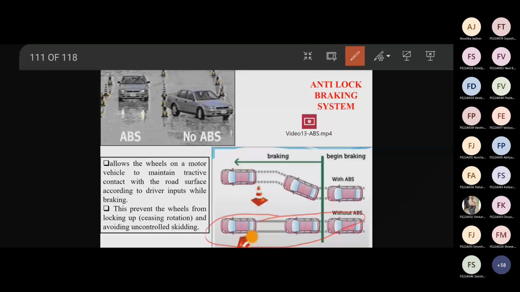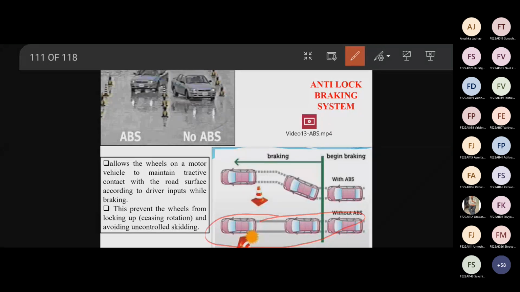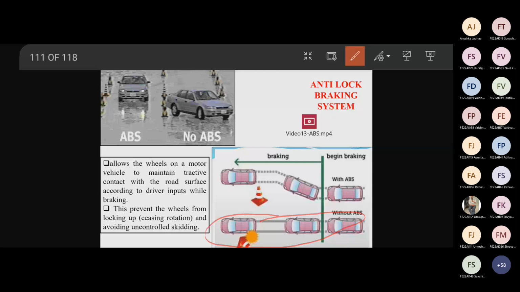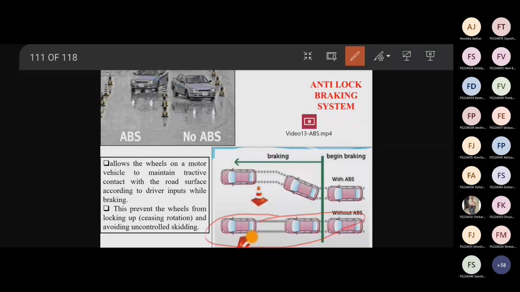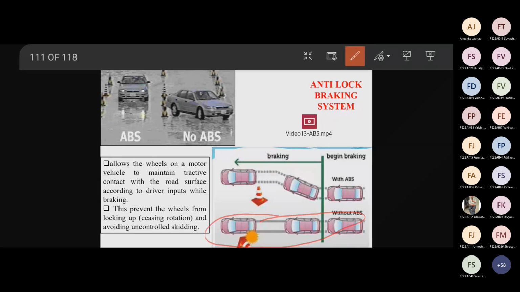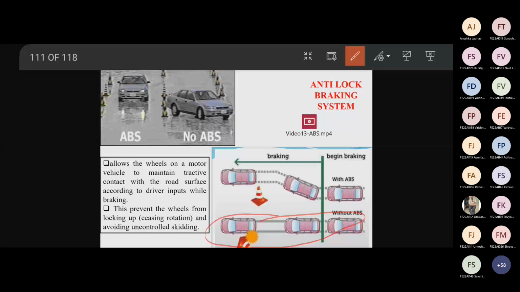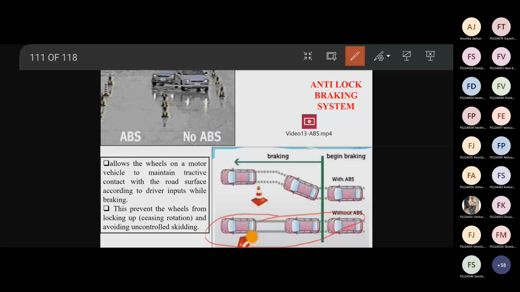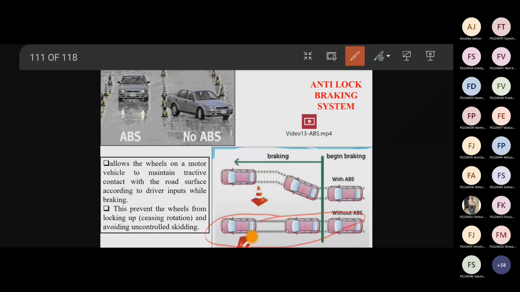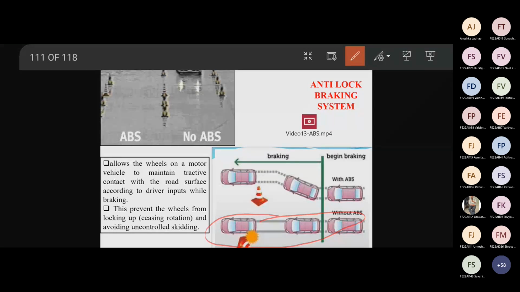But what is happening in the anti-lock braking system? The word itself is anti-lock. Your wheel will not get locked in the anti-lock braking system, and you will have control of the steering, right? When you press the brakes, these disc brakes are very efficient. They will lock the wheel, but we don't want to lock the wheel, because once the wheel is locked, you will lose control of the vehicle. So in the anti-lock braking system, even if the brakes are pressed, you will have control of the steering. This is with ABS, right?